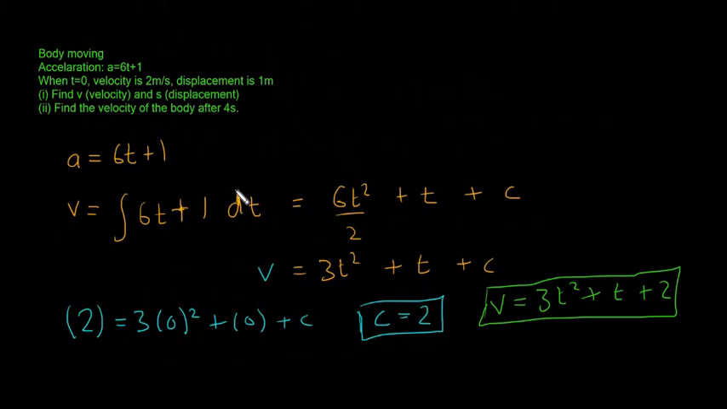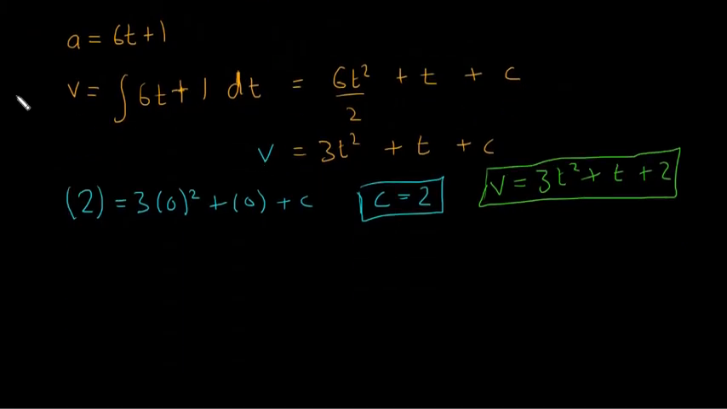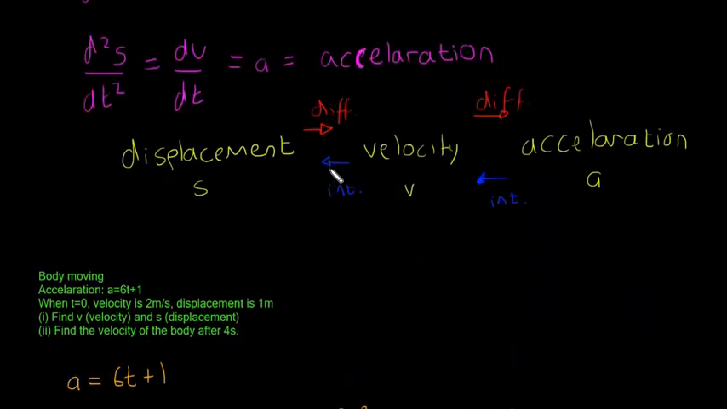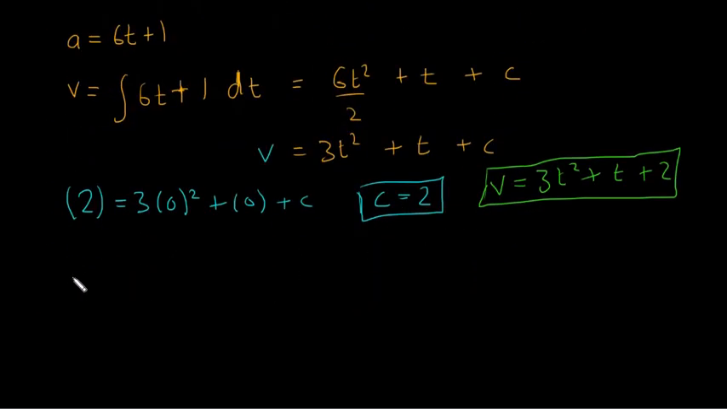Now we're going to have to find the displacement. Okay, so displacement I'll do in purple. So for displacement, we're going to have to integrate the velocity. So if we go back up to our little picture here, if you have velocity and you integrate it, you're going to find the displacement. So that's what we're going to have to do. So I'm going to say then that s is equal to the integration of 3t squared plus t plus 2 dt. So again, this is the velocity. If we integrate it, we get the displacement.